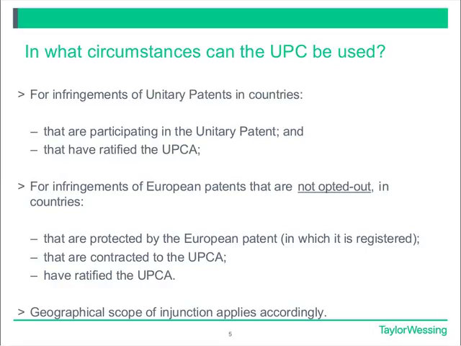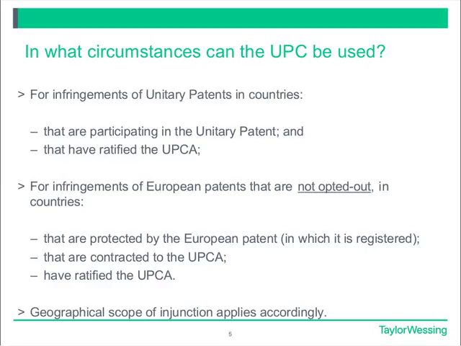So the scope of injunction for a unitary patent in the first place is those countries that are participating in the unitary patent, currently 25, they're again limited by those who've ratified. So beginning of the court's life, it may only be 13, so that's something to bear in mind.